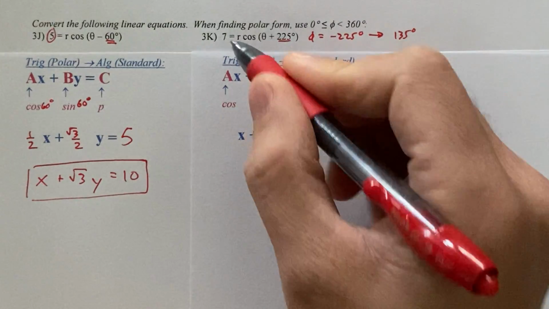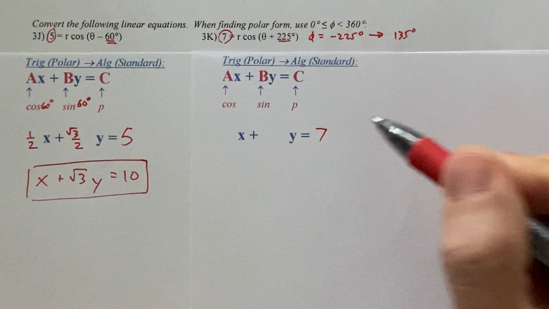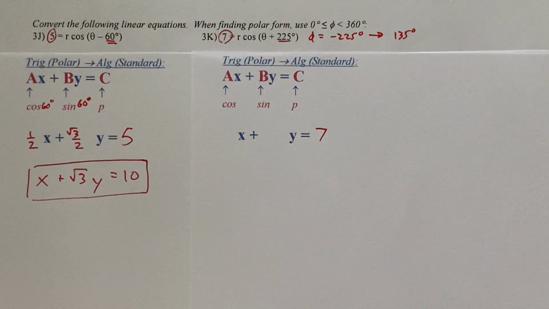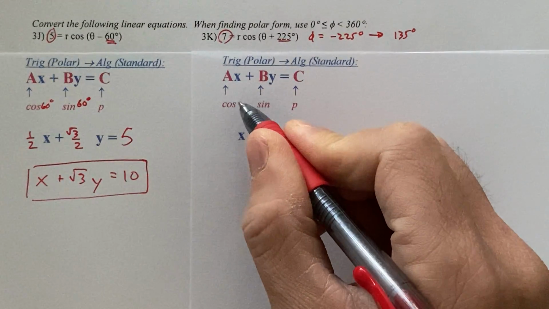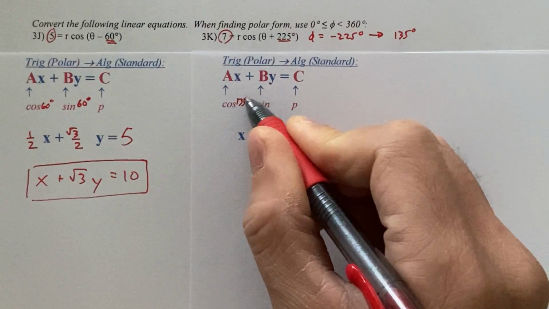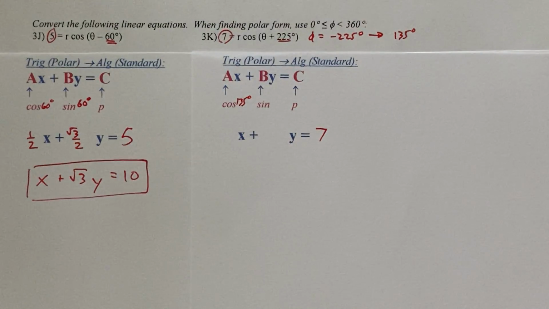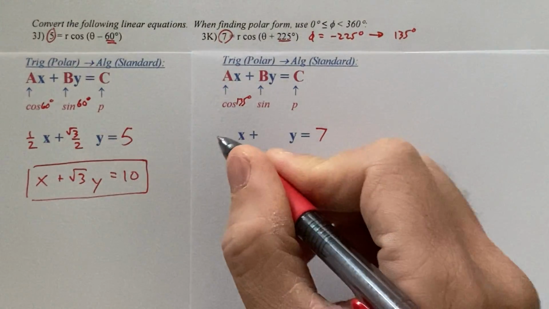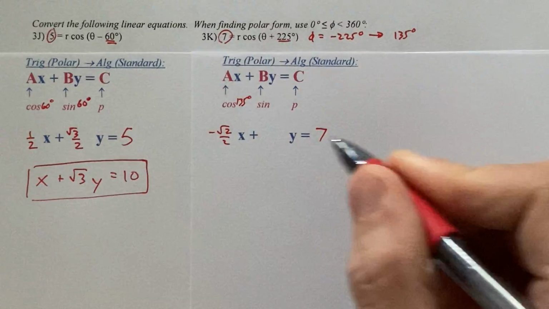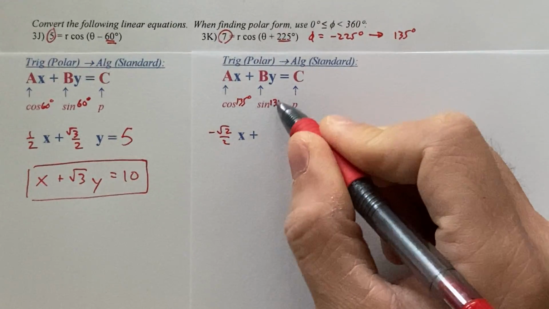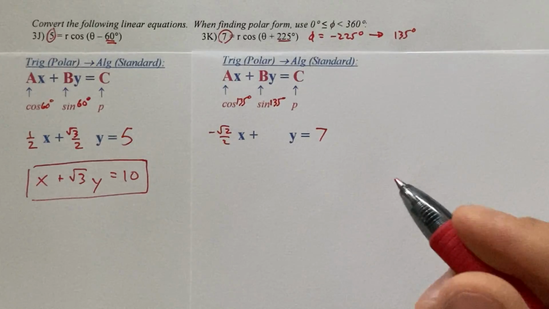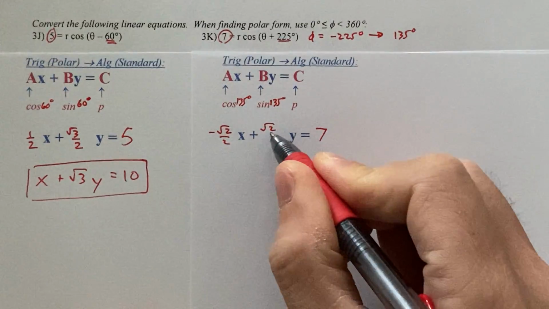So again, c is staring right at us. So I'm already 1/3 of the way done. Now it's just a matter of figuring out what is cosine of 135 degrees. Using my unit circle, that is going to be negative radical 2/2. And then sine of 135 degrees, using my unit circle, that's going to be positive radical 2/2.